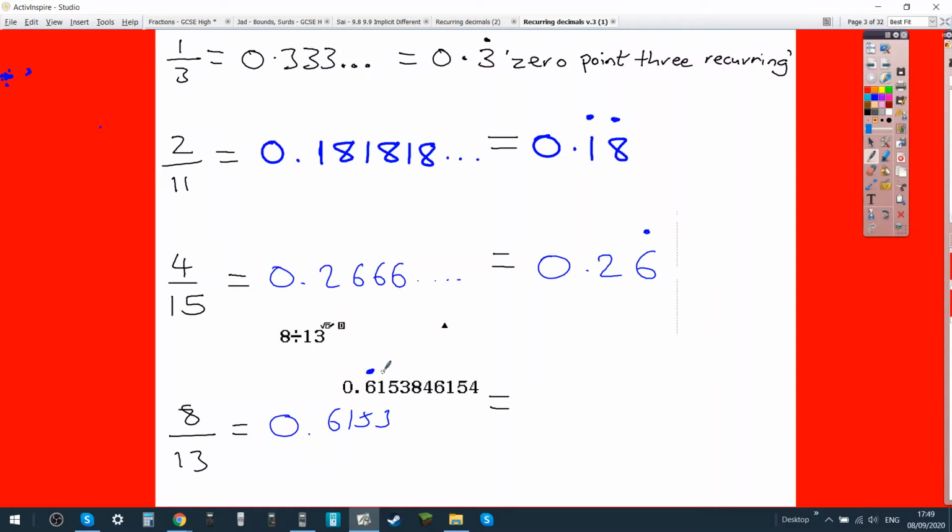So you could put dots over all of these. Hang on. So it starts back again once you reach the 6 again. So you could put a dot on top of all of those. They used to put a line over all of them. These days you just need a dot over the first and last. And that means 615384 is just going to repeat over and over again.